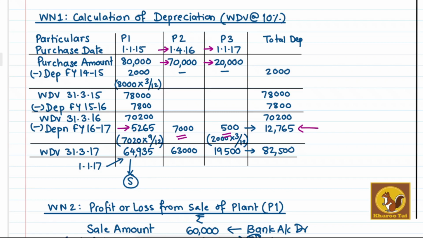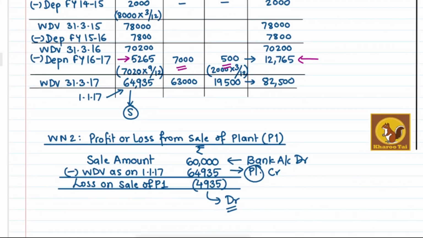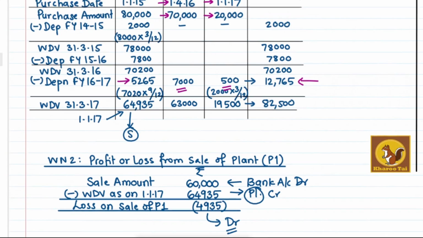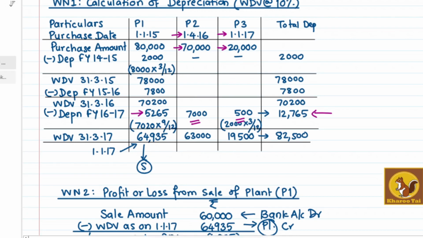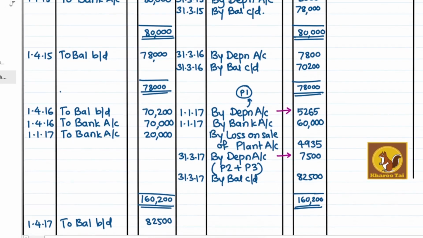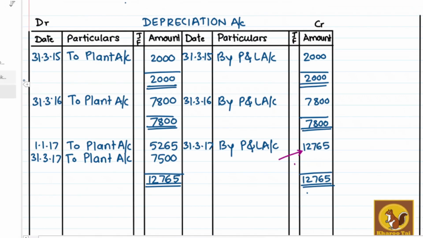So what have we done in this sum? We started with working note 1, we did calculation of depreciation. From this working we got the WDV as on date of sale for plant 1, and with this we did a second working, that is profit or loss from the sale of plant 1. We got loss of 4,935. With this working note 1 and working note 2, we opened plant account and depreciation account, and we did the posting for 3 years, financial year 14-15, 15-16 and 16-17. Similarly for depreciation account for 3 years. So this is your practical problem 4 as per WDV method from your textbook exercise.